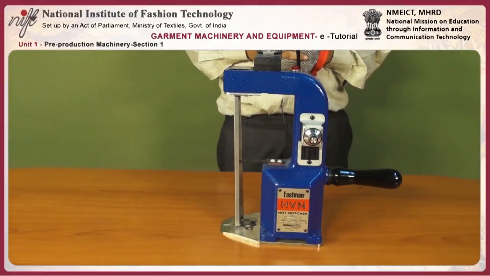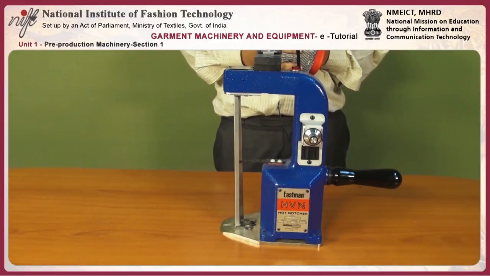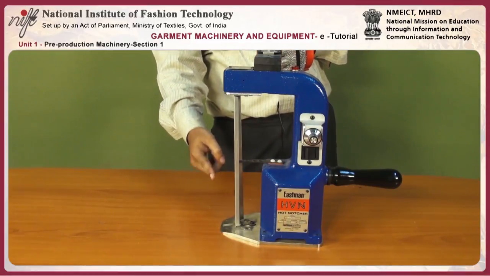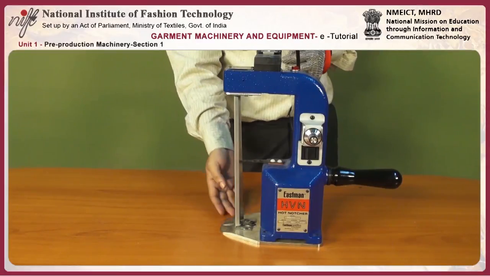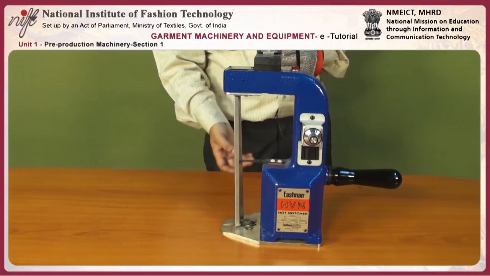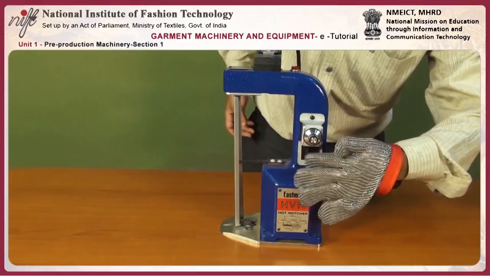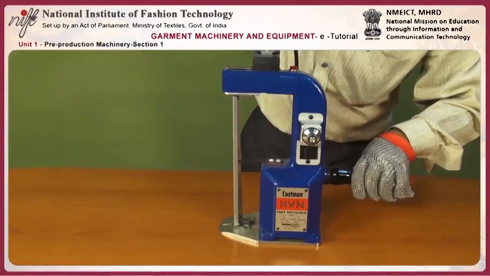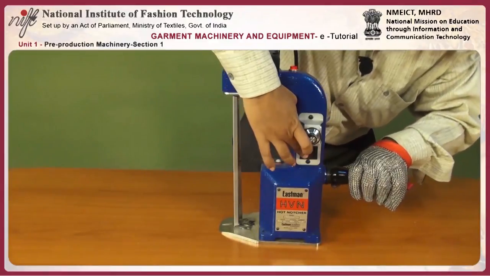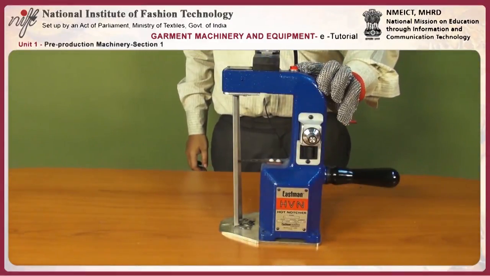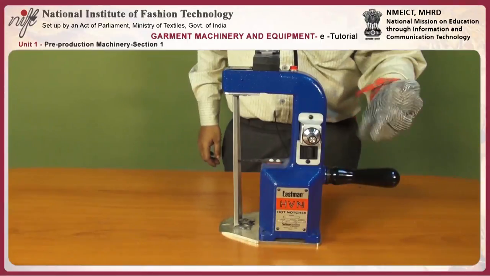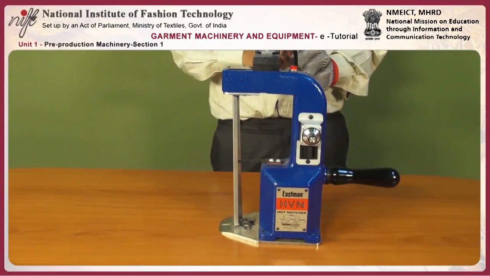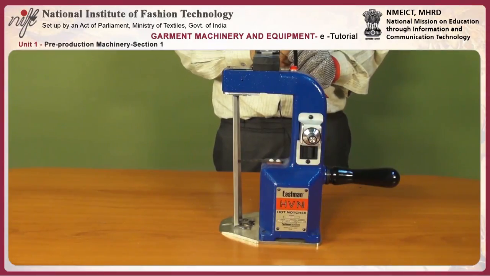This machine is called a hot notcher. As the name indicates, it has a knife which is hot, it has a base plate, it has an on-off switch and a temperature control. When you switch on the machine, you will find the light switch on. Wait for a few seconds so that the machine gets hot enough so that it can singe the fabric to make the notch mark.